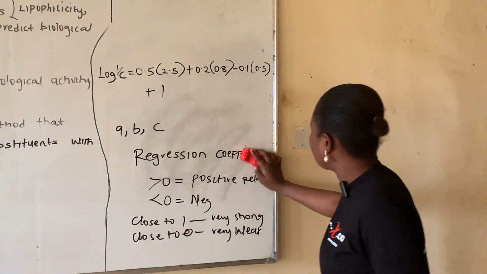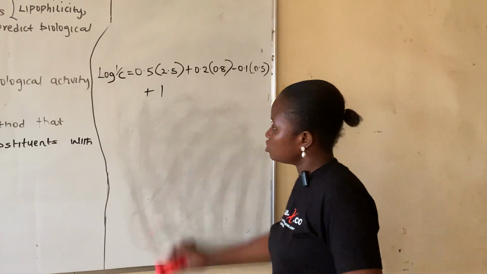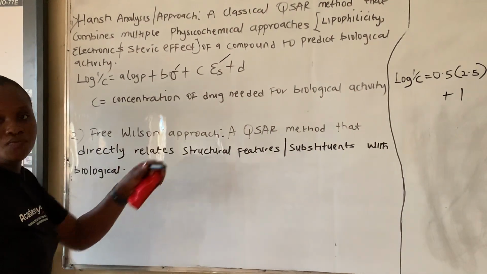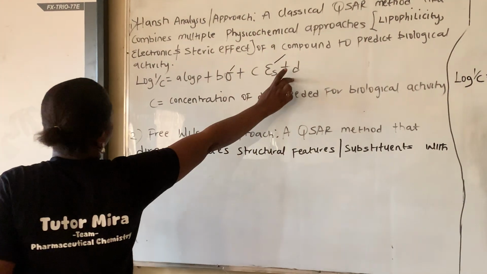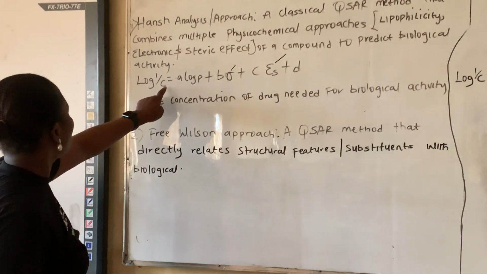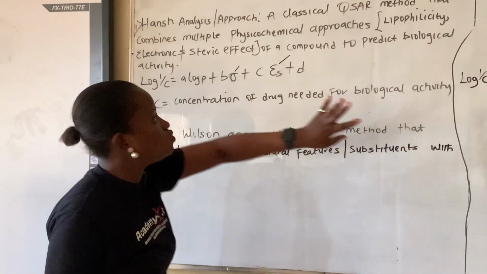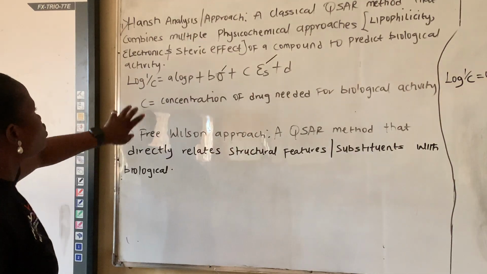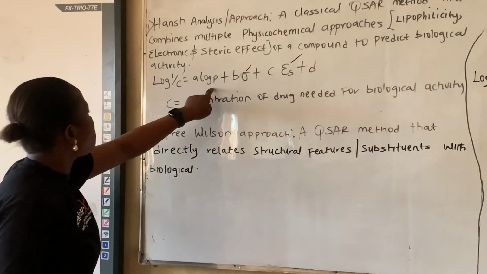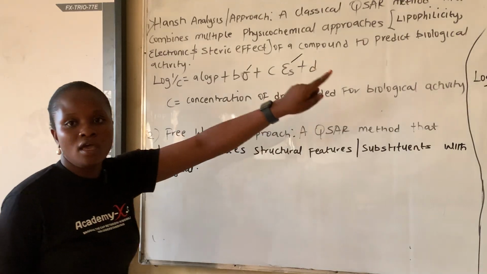So as we've established that, let's go back to our formula again. So we already know that A, B, and C are regression coefficients, and then the D here is a constant which can also be generated statistically. So the log 1 over C, the C here means the concentration of the drug needed for biological activity. So in this Hansch approach, you're trying to consider the effect or the contribution of log P to the concentration of this drug or this compound that will be needed to elicit a therapeutic activity.